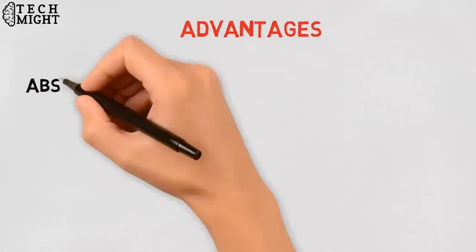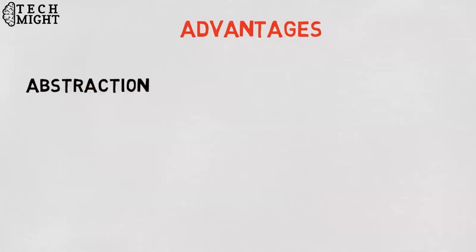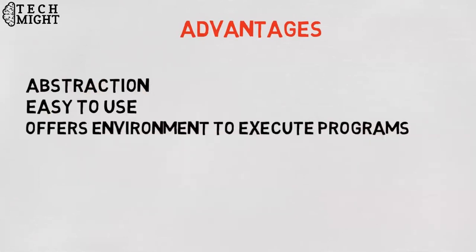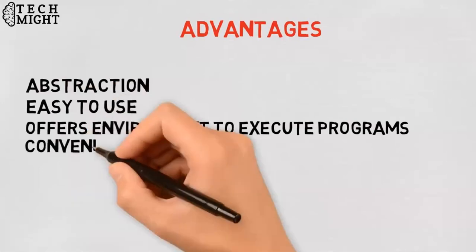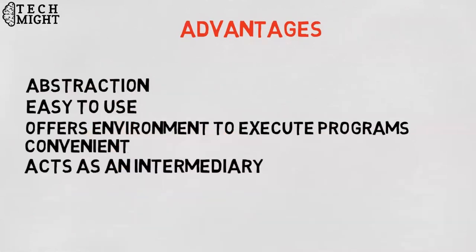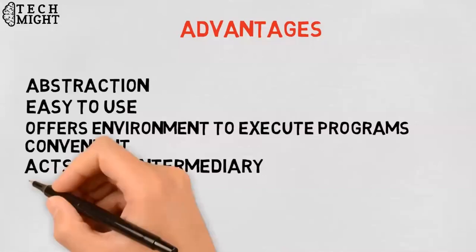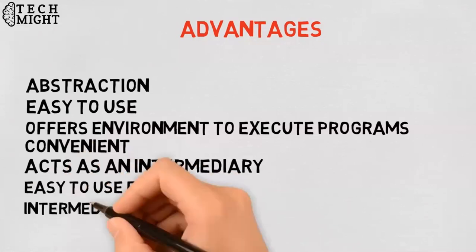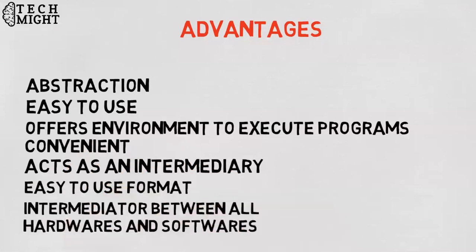Advantages of using operating system. 1. Allows you to hide details of hardware by creating an abstraction. 2. Easy to use with a GUI. 3. Offers an environment in which a user may execute programs. 4. The operating system must make sure that the computer system is convenient to use. 5. Operating system acts as an intermediary among applications and the hardware components. 6. It provides the computer system resources in an easy-to-use format. 7. Acts as an intermediator between all hardware and software of the system.